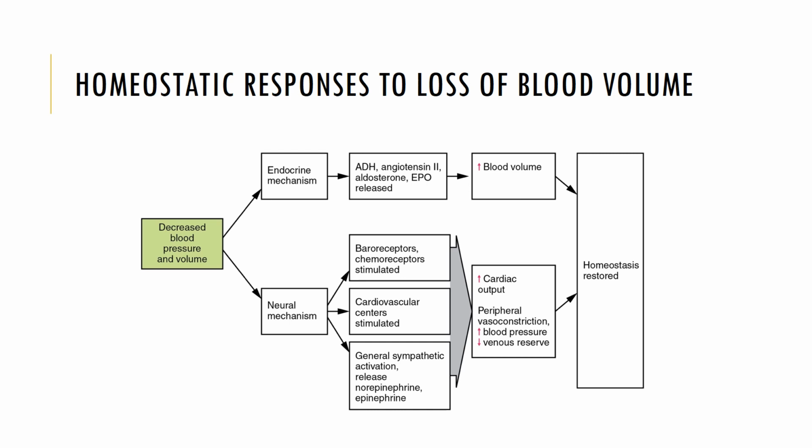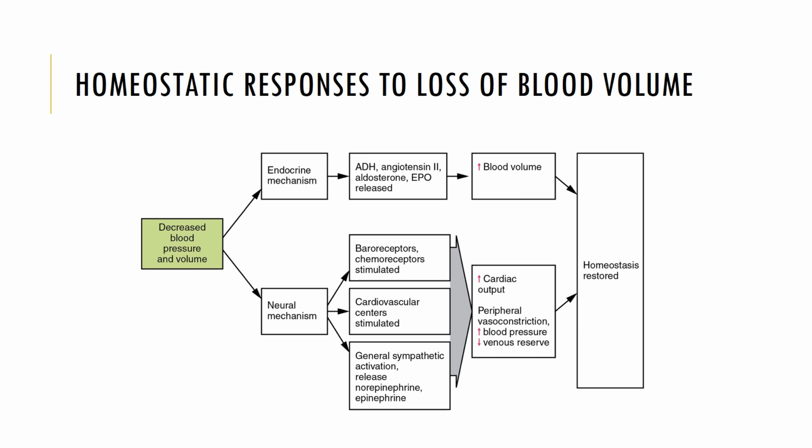Chemoreceptors are also located in the carotid sinuses and aortic arch, and as noted, will detect changes in the composition of the blood. When the chemoreceptors detect an increase in carbon dioxide, for example, or a decrease in oxygen concentration, or even pH, they stimulate mechanisms like vasoconstriction or increased cardiac output and blood pressure to bring the body back to homeostasis. The endocrine mechanism involves a number of hormones.